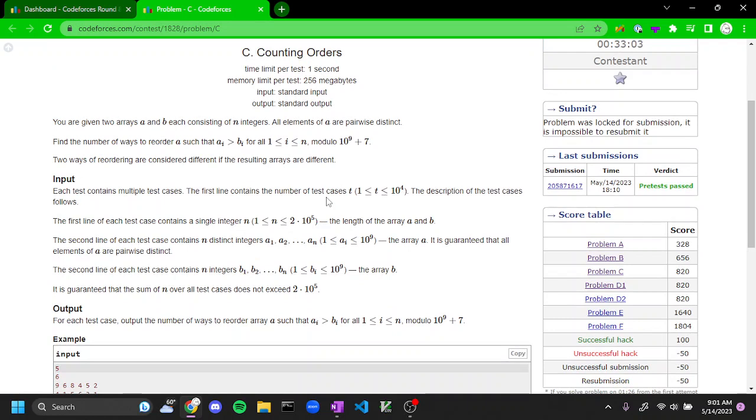So you're given two arrays A and B, and your goal is to find out the number of ways to reorder A such that all the A sub i's are greater than B sub i. And you're also told that all the elements of A are pairwise distinct, meaning that there are no repeats in A.